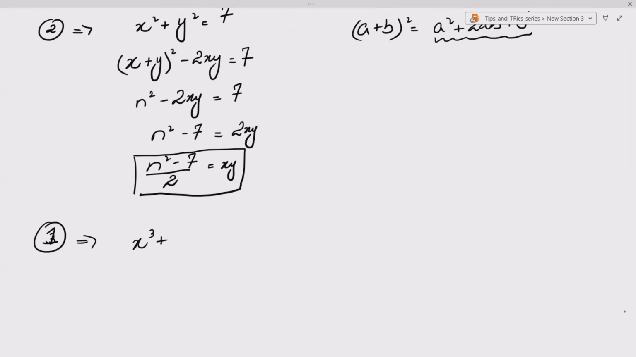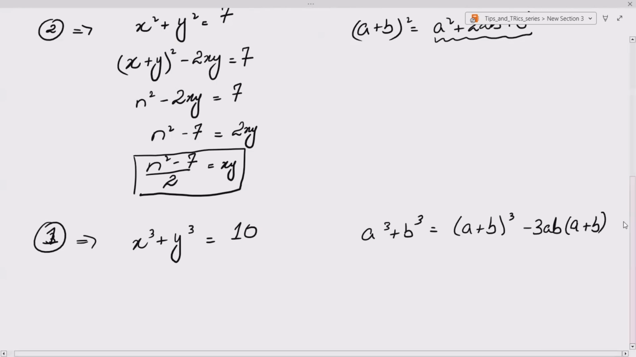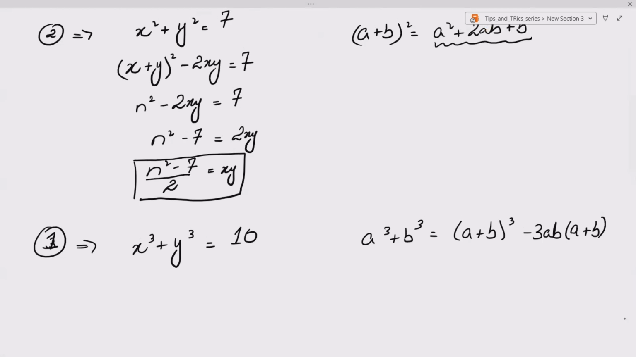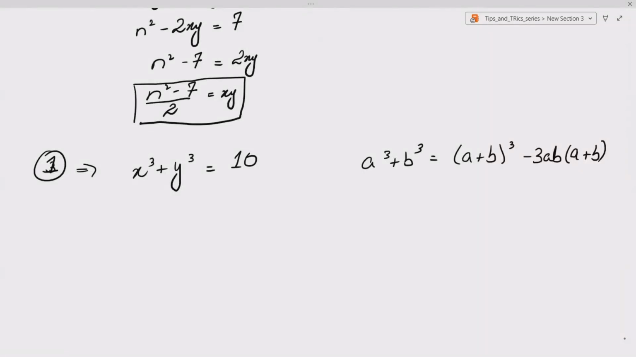So for the first equation, which is x cube plus y cube equals 10. So here what we can do, we know that actually a cube plus b cube is equivalent to what? A plus b whole cube, right? Minus 3ab, a plus b. So we can apply this thing here, right? So a cube plus b cube equals to this.